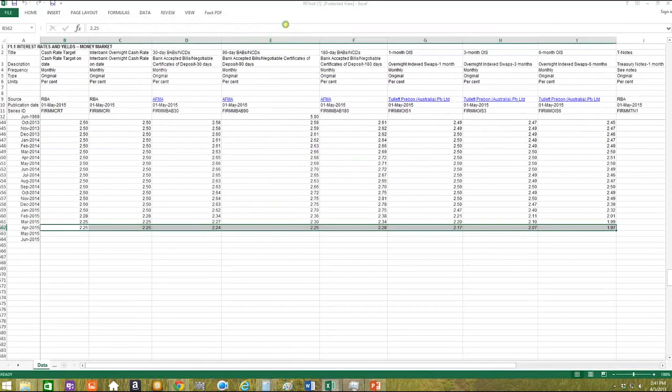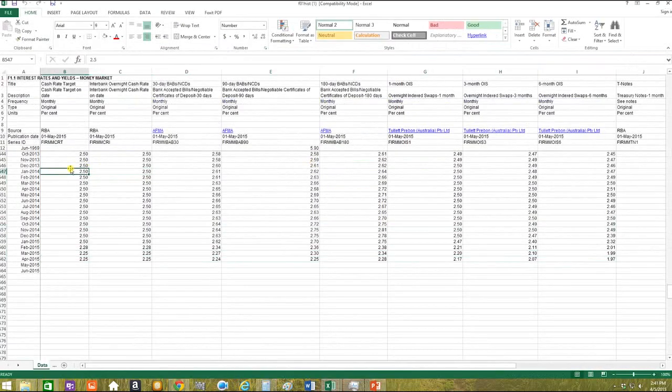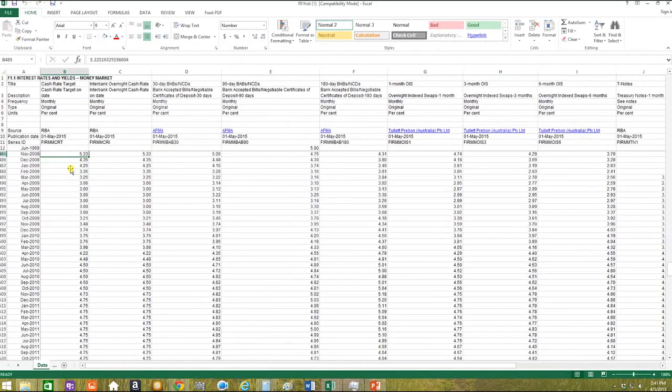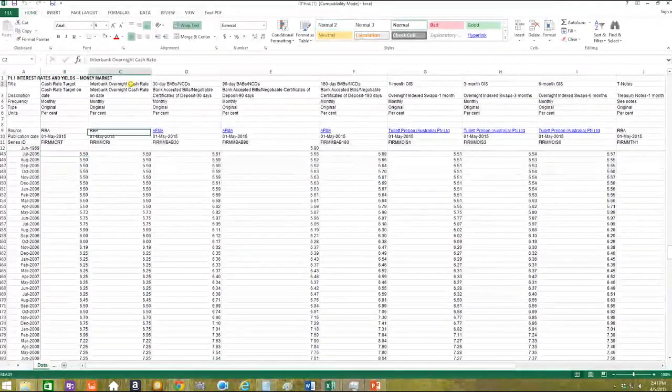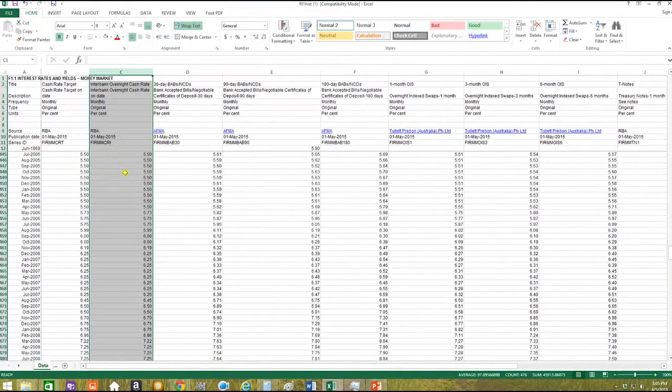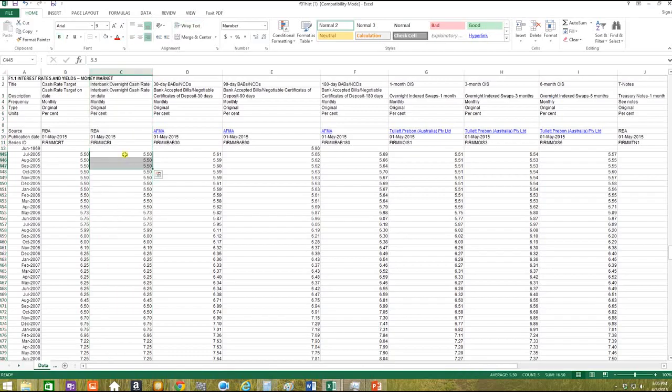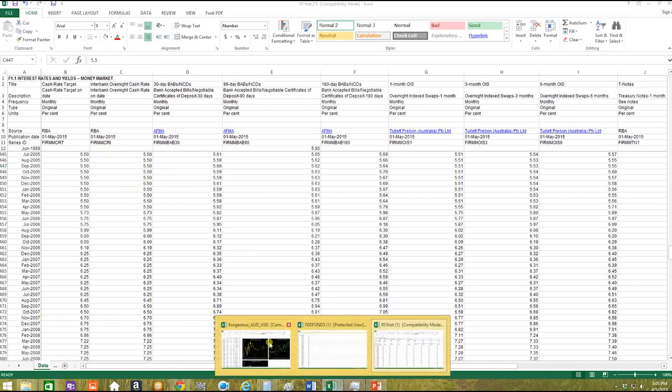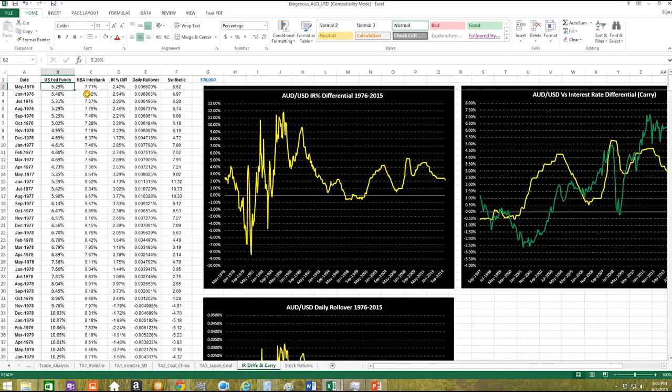and this is the sheet. This is the same data in the sheet that you have. So what you want is the interbank overnight cash rate, which is this column here. This is column C, that you need to concentrate on in terms of downloading the Reserve Bank of Australia data for the benchmark rate. So let's head over to the exogenous analysis spreadsheet again and navigate over to the interest rate differentials and carry.